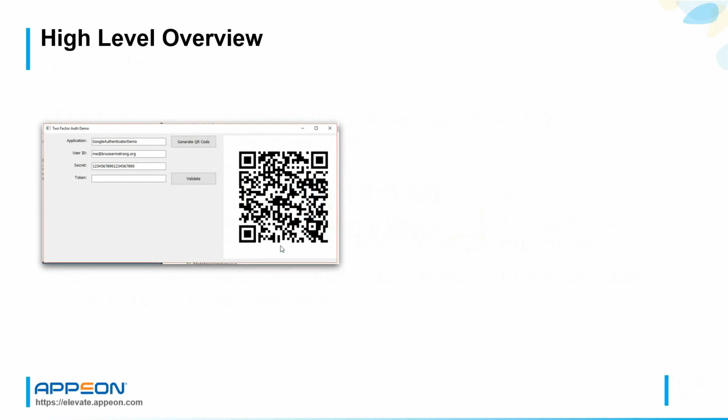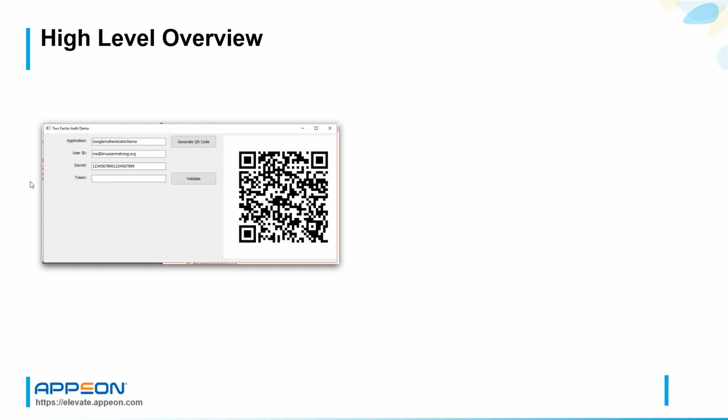Okay, so this is a high-level overview of how this works with Google Authenticator. When you first go to use the application, I'm showing more than what the application would actually show. What the application would show when it wants to set up two-factor authentication is just this QR code. I'm showing how you generate that. You have the application name, you have the user ID, and you have a secret key. Now the secret key is supposed to be a secret. I'm just allowing you to enter it so you can experiment with this.